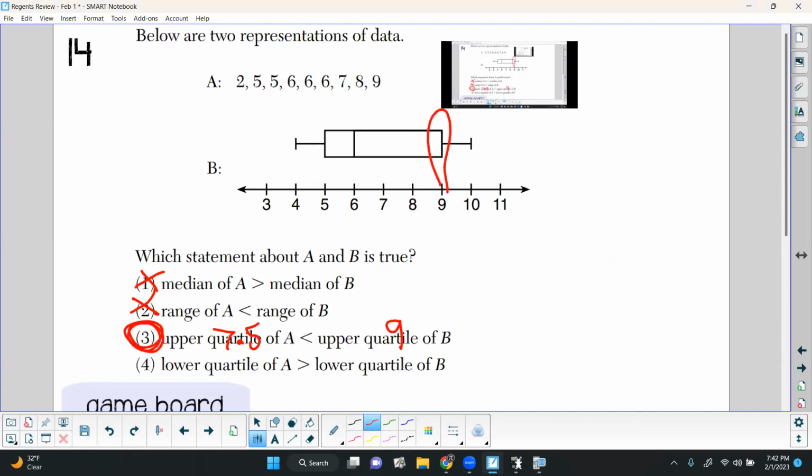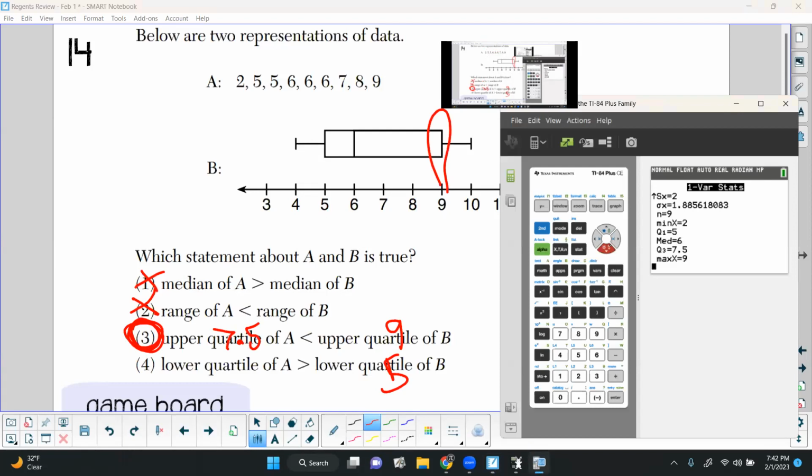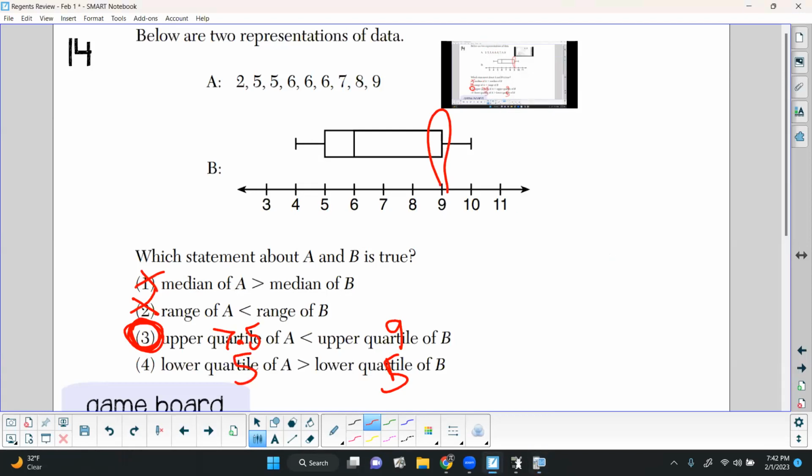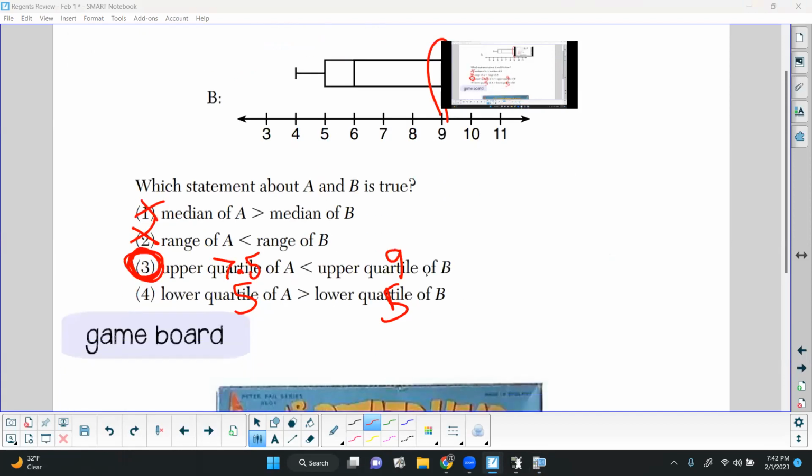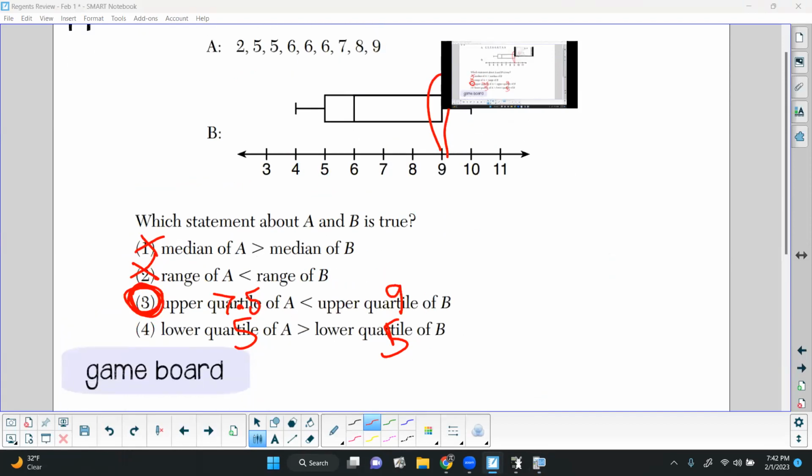So that's our winner, because the lower quartile of B is 5, and the lower quartile of A is 5. And 5 is not greater than 5. So the answer was 3. Thank you for chatting me your answers. Hopefully, if you chatted me the wrong number, you understand now why the answer was number 3.